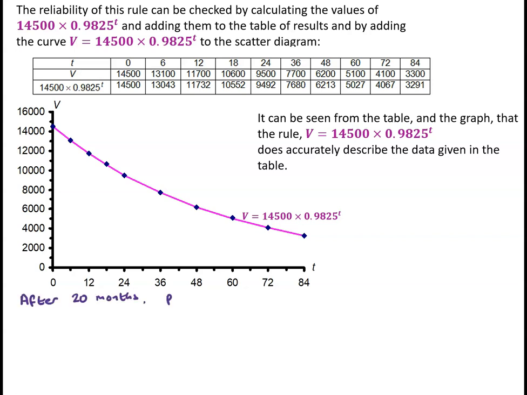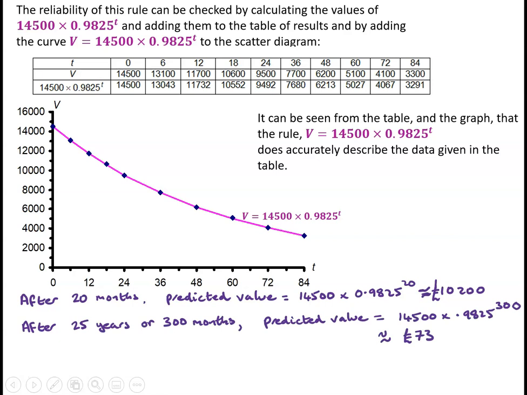So we can now say that after 20 months the predicted value of the car will be somewhere in the region of 14,500 times 0.9825 to the power 20, which gives me £10,200. Similarly, after 25 years, which of course is 300 months, the predicted value will be 14,500 times 0.9825 to the power 300, which gives us a value of approximately £73.